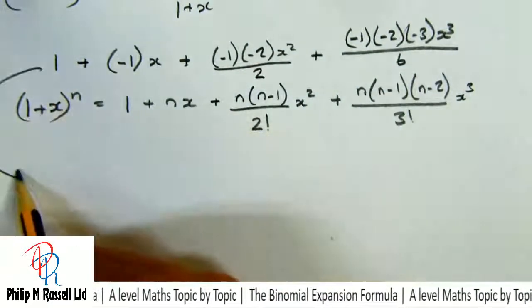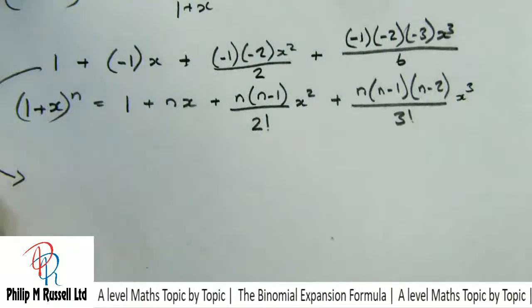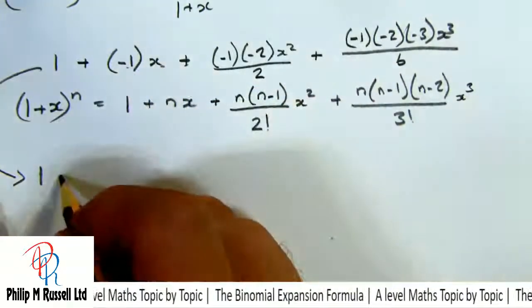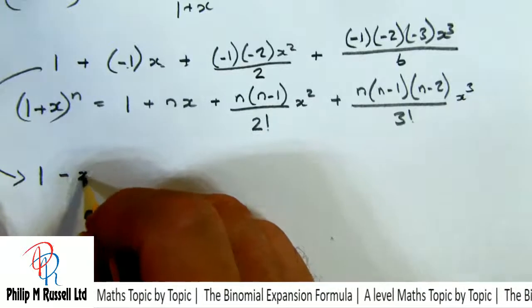Let's take this down here and work out what we've got. So I've got 1 minus 1 times x is going to give me minus x.